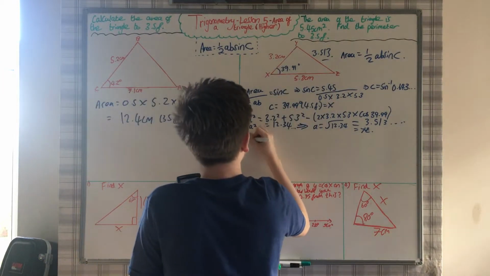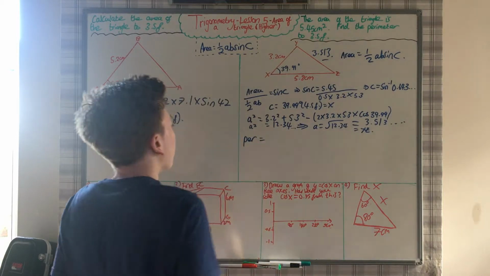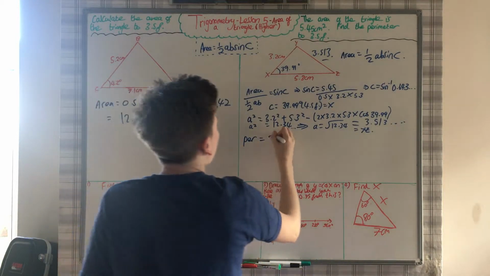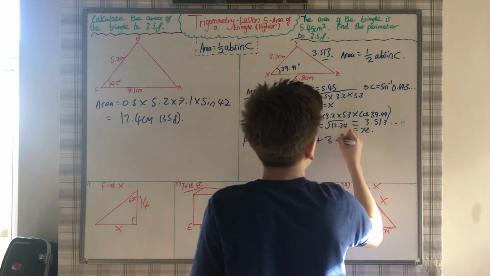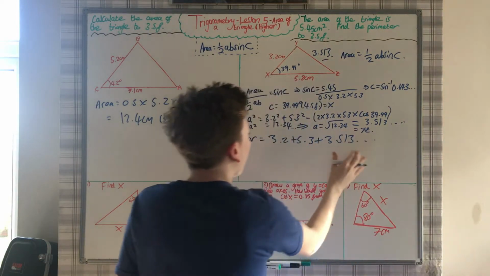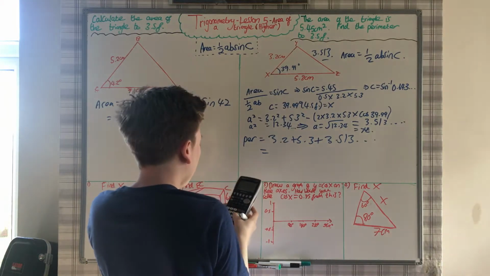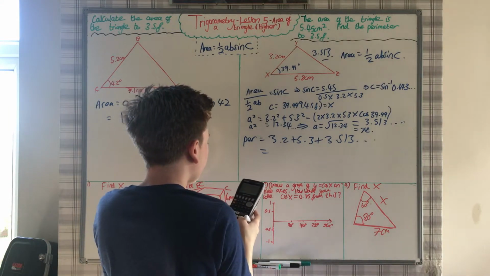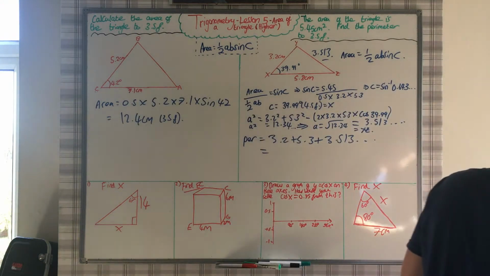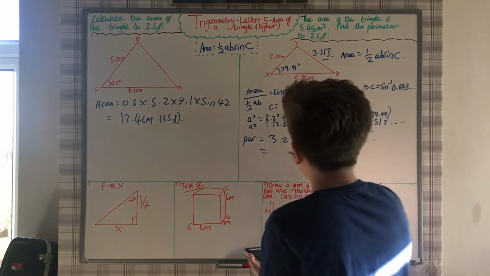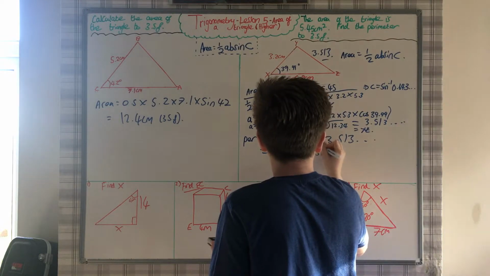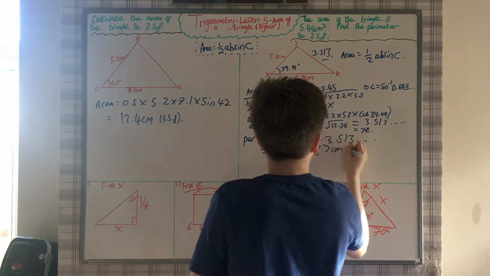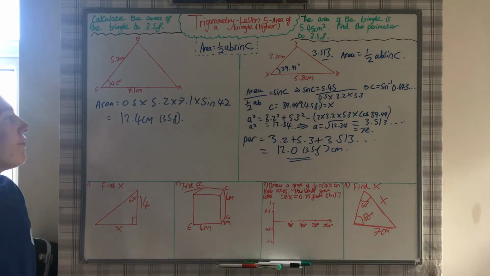So perimeter, I'm just going to shorten it to PER, equals 3.2 plus 5.3 plus the side we just worked out, 3.513, and leave the whole thing in your calculator. And adding them together we get 12.0 to 3 significant figures. Centimetres. There we go. So that would be full marks.